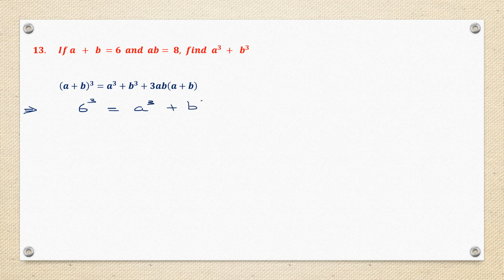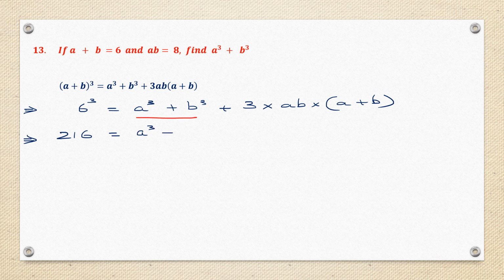This is what we are going to find. Plus 3 into ab into a plus b. I've expanded this portion here, and 3ab I've written as 3 into ab into a plus b. Let's substitute. So here first of all 6 to the power of 3. 6 sixes are 36. 36 into 6 is 216. Now this is what we need to find out. So we are leaving it as it is.